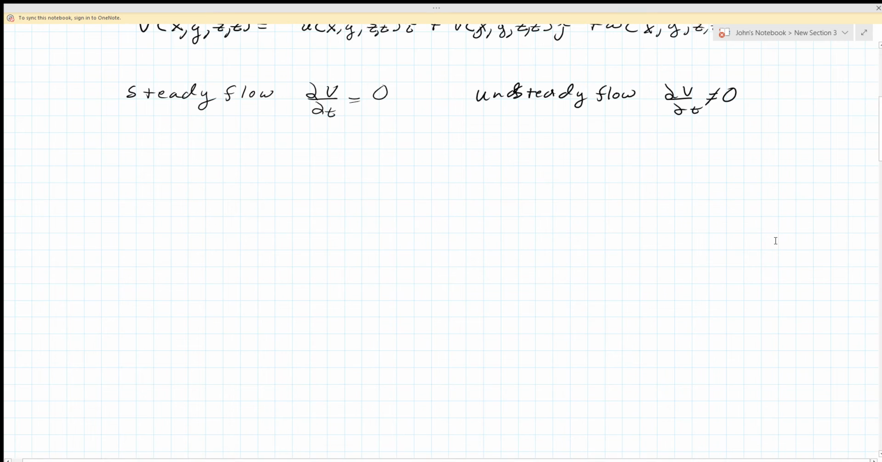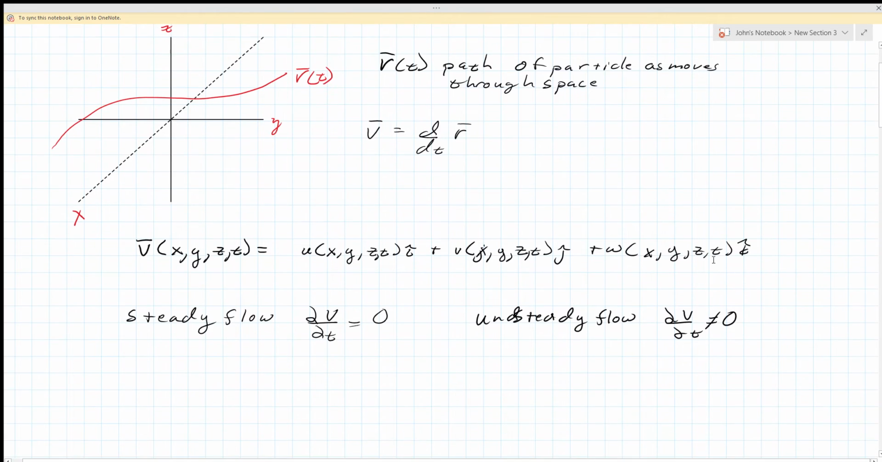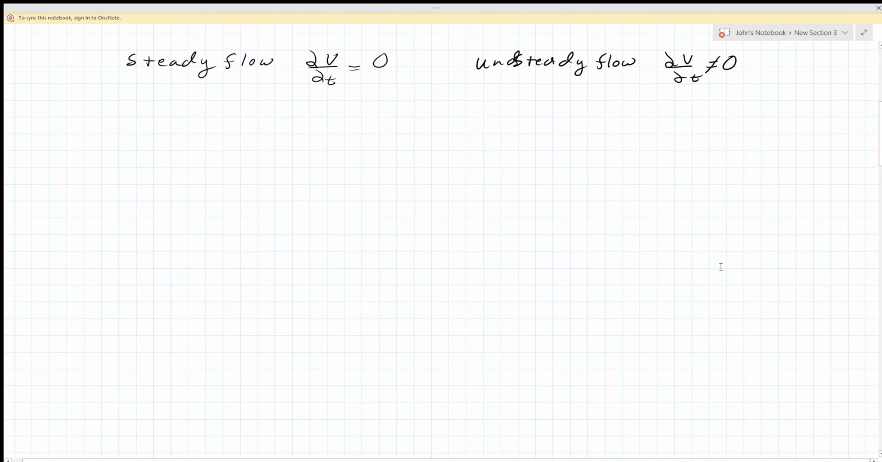So this is it right now for velocity vector fields. This is the basics. Now we're going to cover the next topic, which would be streamlines, streaklines, and path lines.